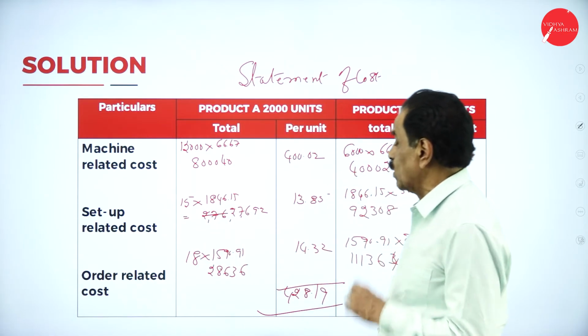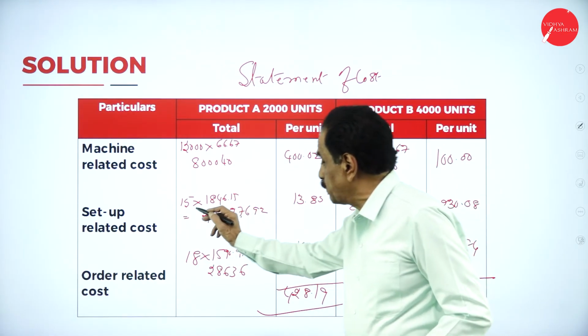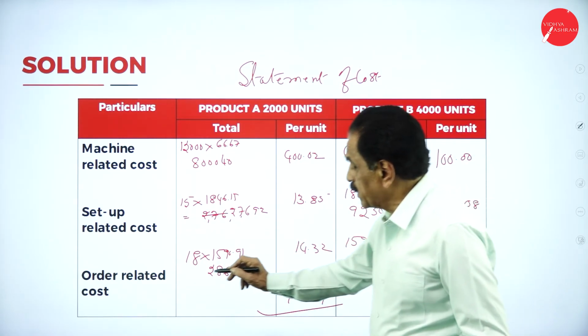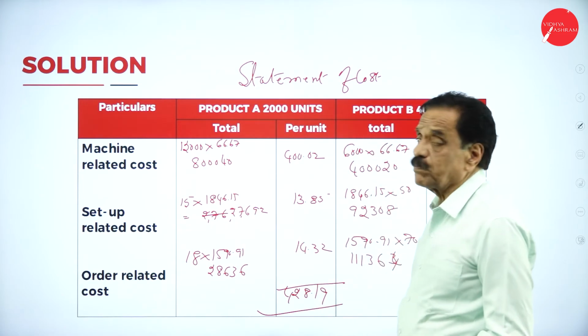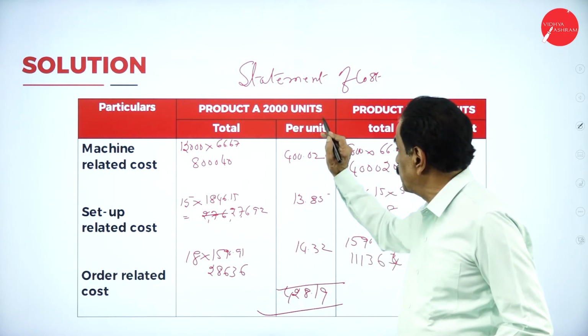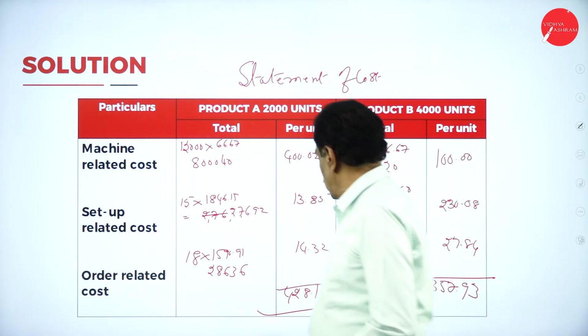Setup related cost: 1846.15 multiplied by 15 is 27,692, divided by 2,000 is 13.85. Order related cost: 1590.91 into 18 is 28,636, divided by 2,000 units, is 14.32.